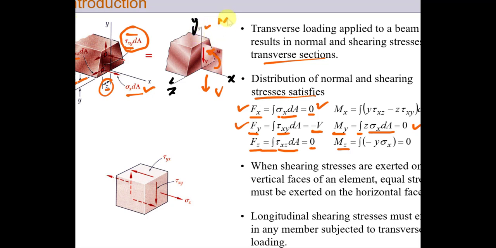So moment about y will be equal to 0, and moment about x will be equal to 0. But you can see this moment is about the z-axis. Clear? So it will not be equal to 0, it will be equal to M. Here it is written as 0, but it's wrong. It will be M, because we have studied it earlier.